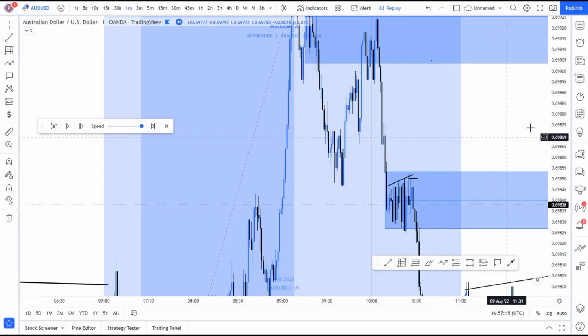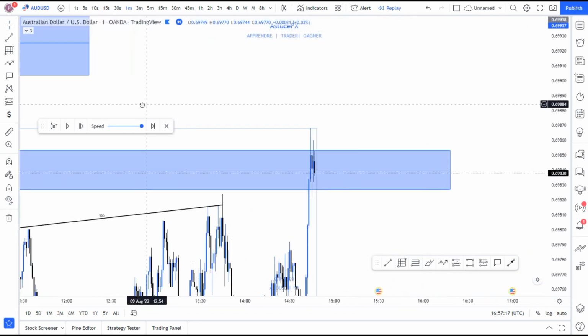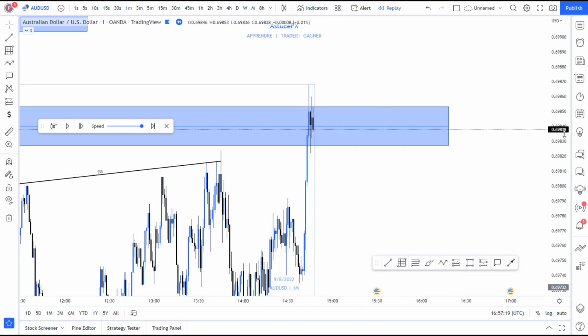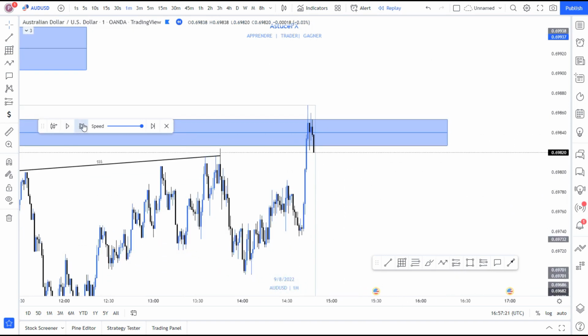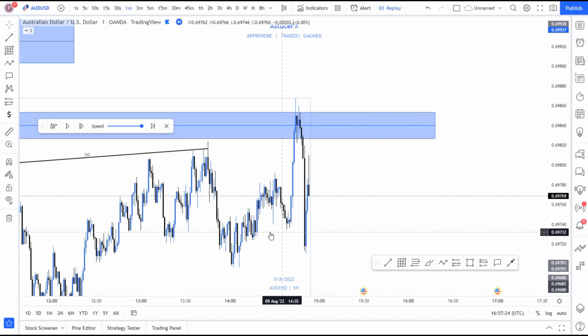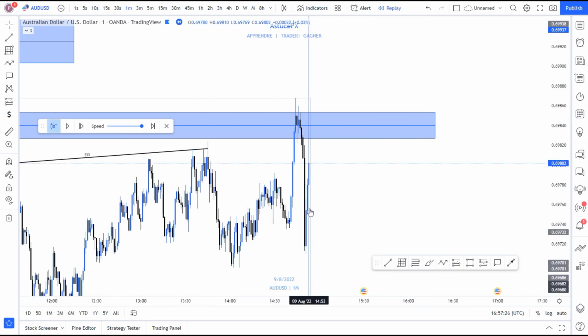If you can enter from this candle here, that is actually a sniper entry. But let's say that you miss this. Now let's play. We have our change of character here. Let me bring price back again.